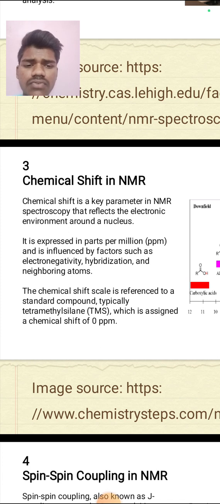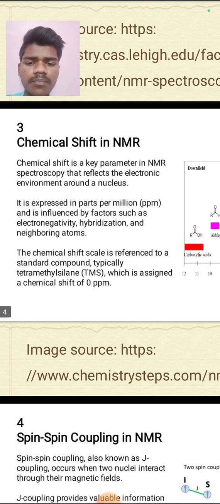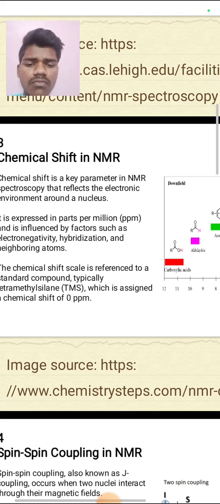Third one, chemical shift in NMR. Chemical shift is a key parameter in NMR spectroscopy that reflects the electronic environment around the nucleus. It is expressed in parts per million (ppm) and is influenced by factors such as electronegativity, hybridization, and neighboring atoms. The chemical shift scale is referenced to a standard compound, typically tetramethylsilane (TMS), which is assigned a chemical shift of 0 ppm.